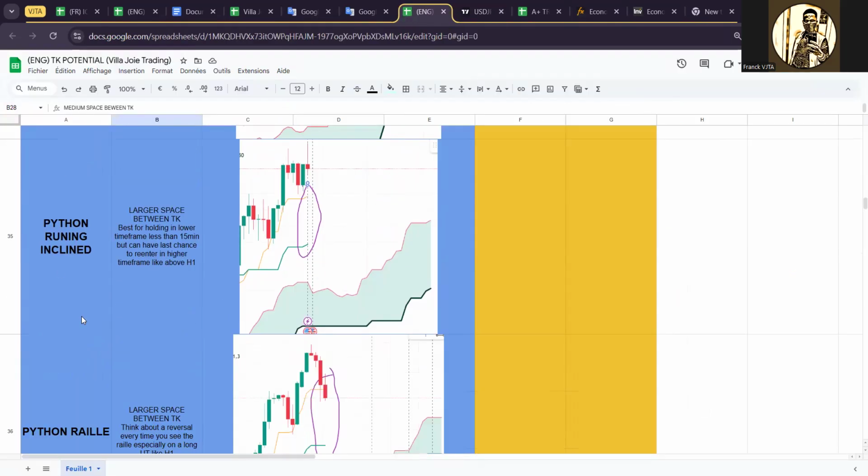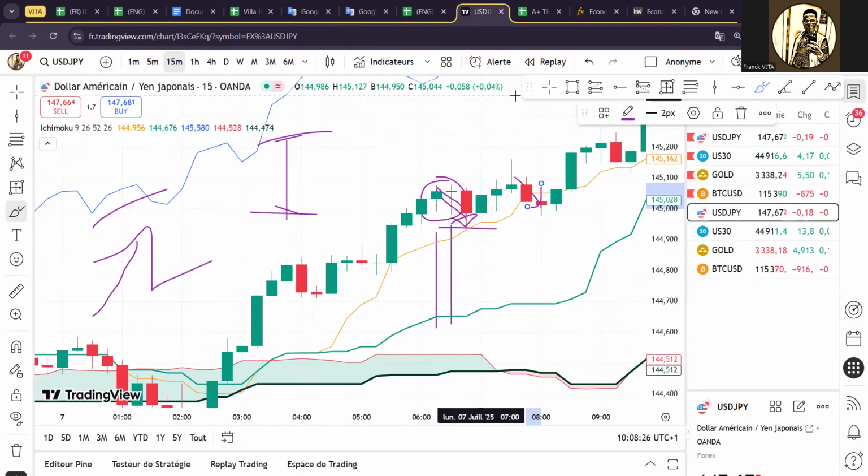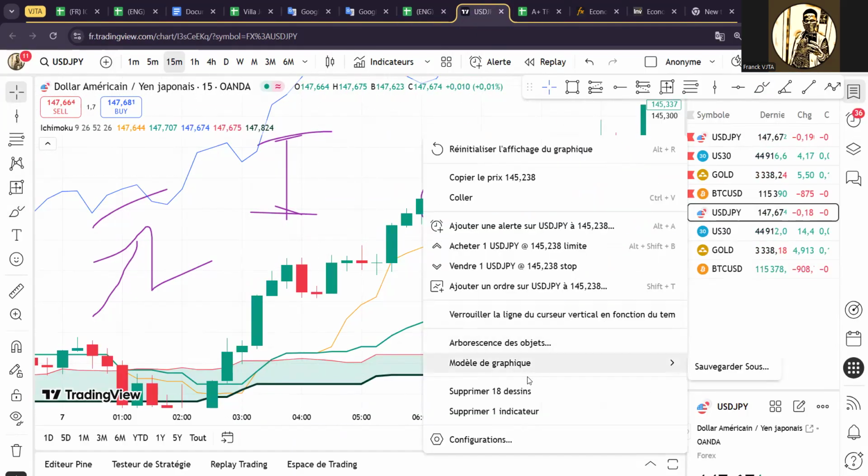And after that, you have the Python running incline. What do I call Python running incline? You can see Tenkan and Kijun, right?